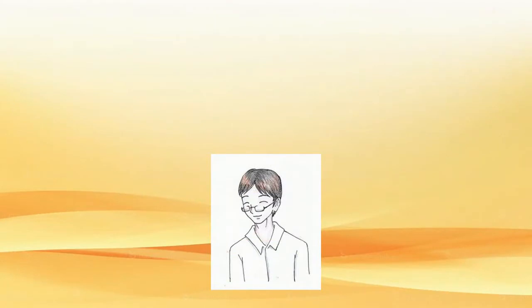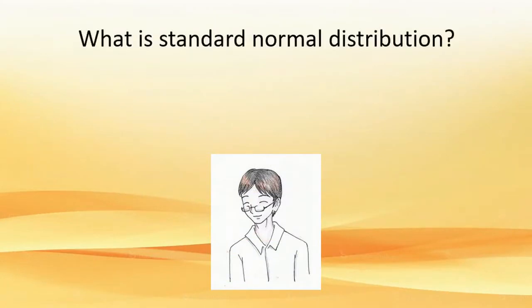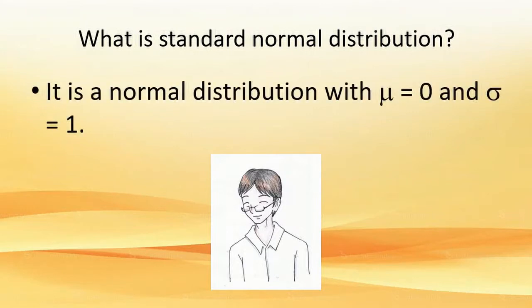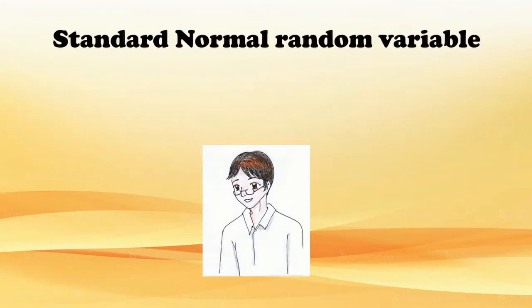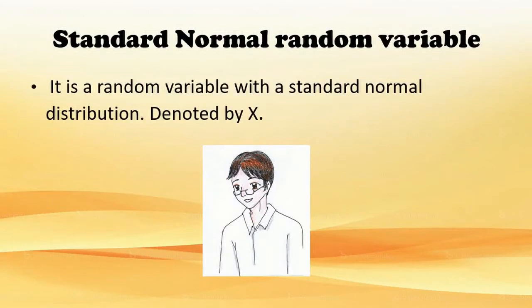What is the standard normal distribution? It is a normal distribution with mean mu equal to 0 and standard deviation equal to 1. A standard normal random variable is the random variable with a standard normal distribution, denoted by Z.